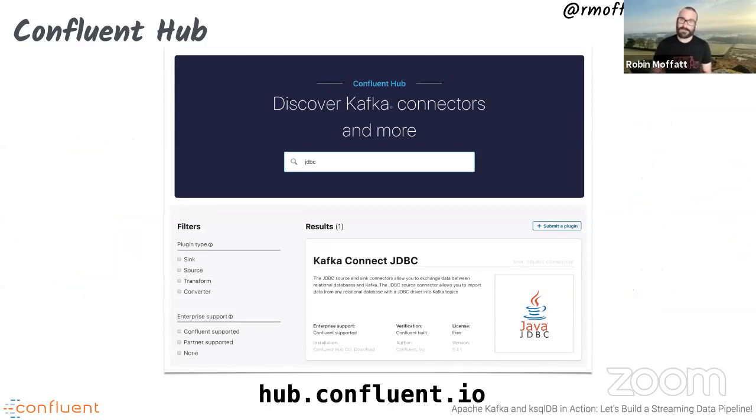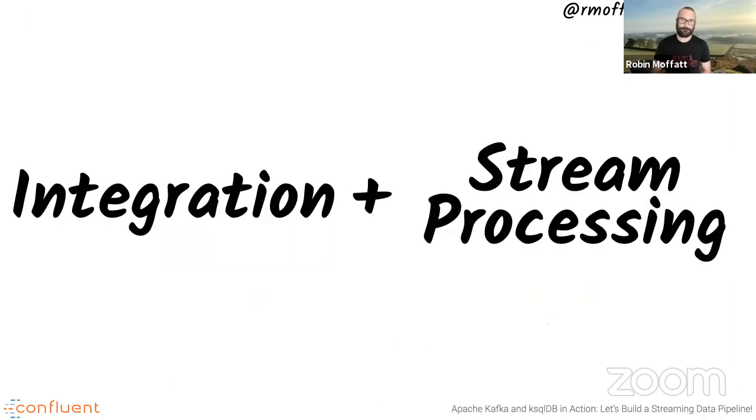If you want to go and get these different connectors and converters and so on, you can go to Confluent Hub to get these. And you can search for all different types of connectors. You type in the particular technology you're trying to integrate with and download it and install it from there. So that's how you do integration.